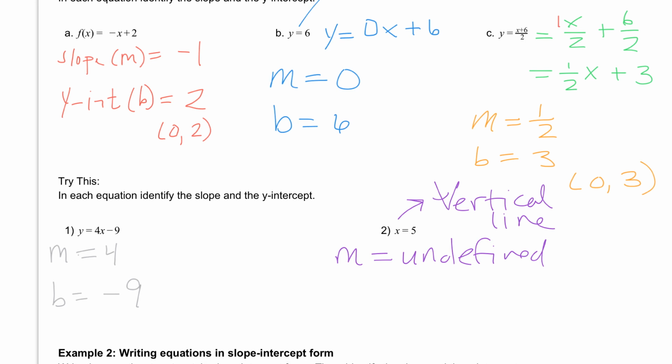And if you think about a vertical line, if this is my x and y axis, and this is my vertical line, and we think about when it crosses over the y-axis to get a y-intercept, you can see that it never crosses over. So for your vertical lines, there is going to be no y-intercept.